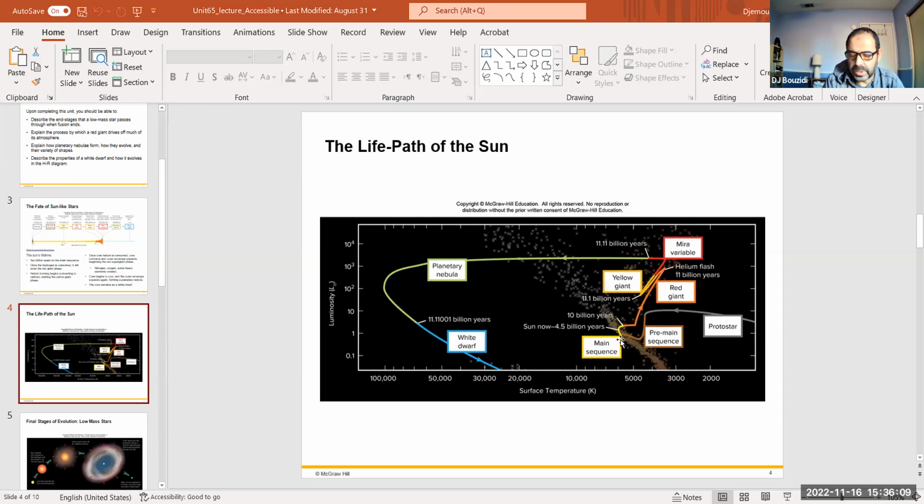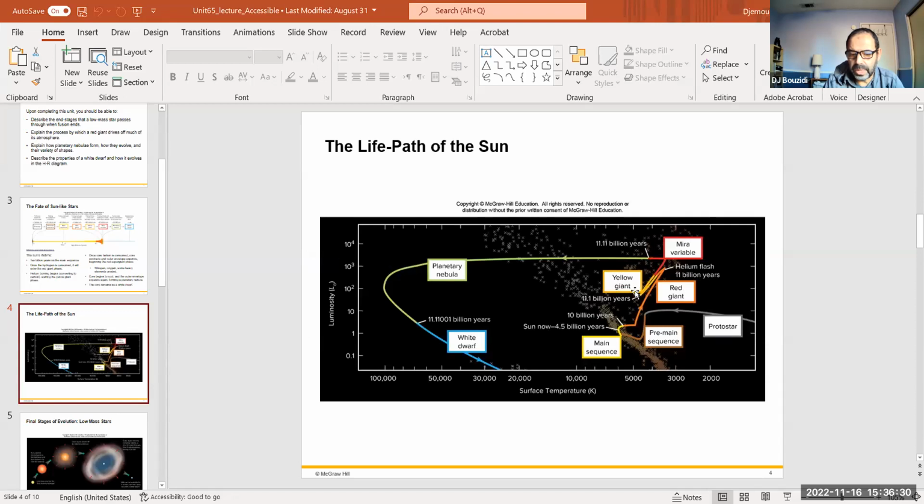and its luminosity starts to increase. For the case of the sun, it's almost 1.5 times more luminous than what it was when it started as a ZAMS. Remember, zero-age main sequence star, so that's the beginning. After that, it's going to go through its red giant state, which takes about 1 billion years, for a total of 11 billion years since it was formed.